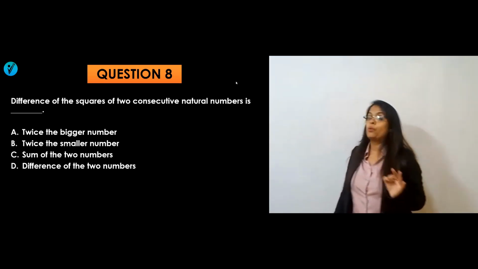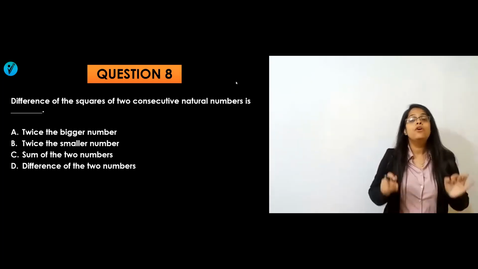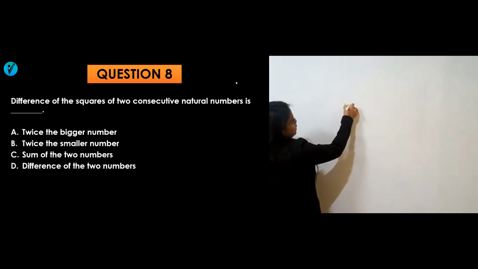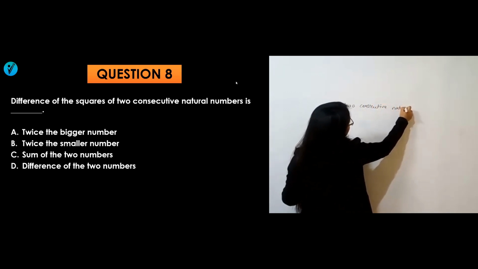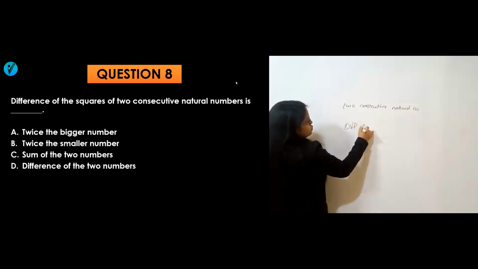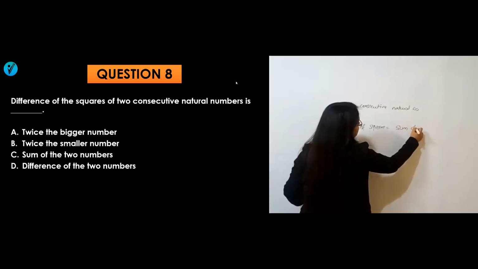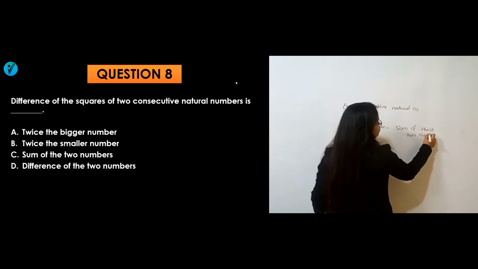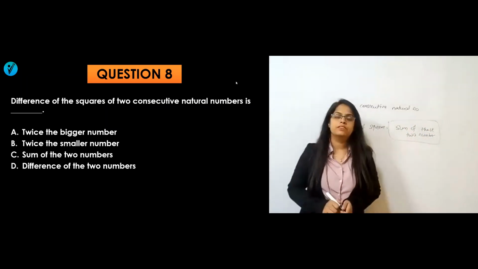Difference of the square of two consecutive natural numbers. Always remember that if there are two consecutive natural numbers, then the difference of their squares will always equal the sum of those two numbers, or the addition of those two numbers. This answer will always be the sum. That is option number C.